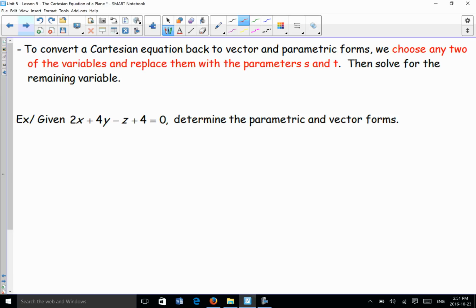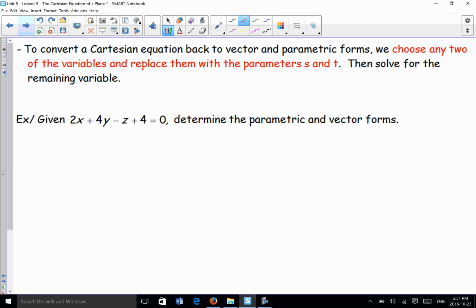Okay, we should be able to convert Cartesians back and forth between all the other different versions. So we've been looking at how to create the Cartesian. What if we have the Cartesian? How do we figure out the other forms? The easiest way to do this is to pick any two of the variables and call them your parameters. Okay? Then solve for the remaining variable.